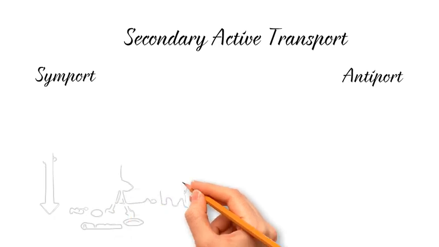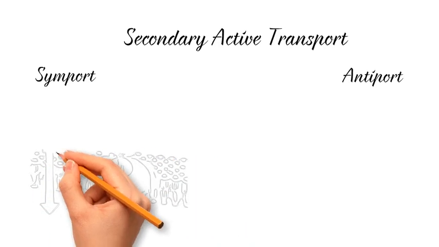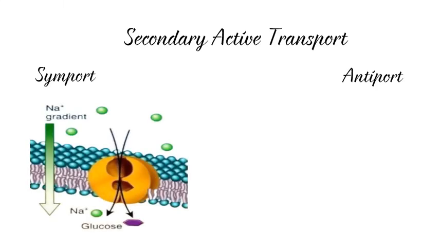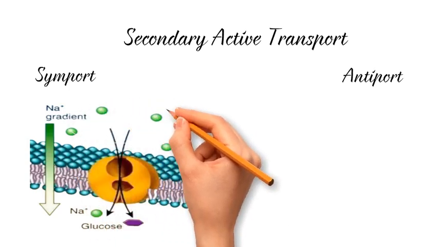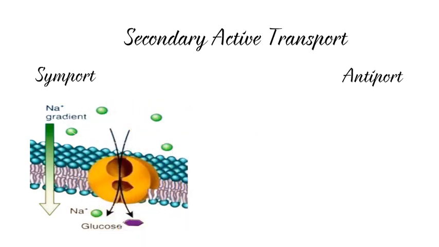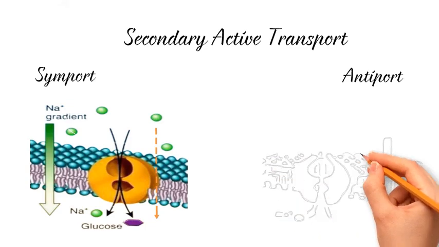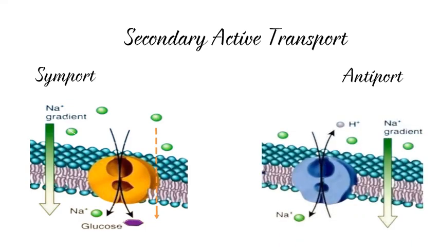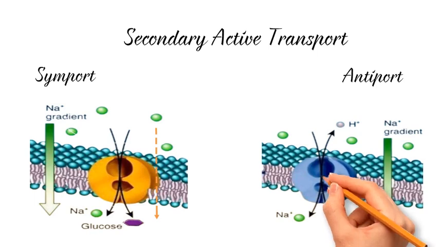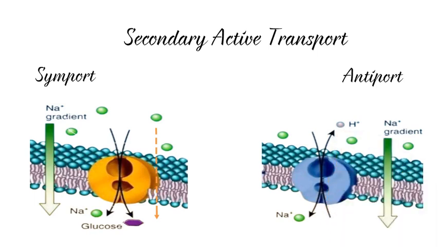In symport, both substances move in the same direction, using energy from the movement of one substance to transport another substance. For example, the energy from the movement of sodium ions from high concentration outside the cell to low concentration inside the cell can be used to move glucose from a low concentration area to a high concentration area in the same direction as the movement of the sodium ions. In antiport system, substances move in opposite directions, using energy from the movement of one substance to transport another substance. For example, the energy from moving sodium ions from high concentration outside the cell to low concentration inside the cell can be used to move hydrogen ions from low concentration inside the cell to high concentration outside the cell.